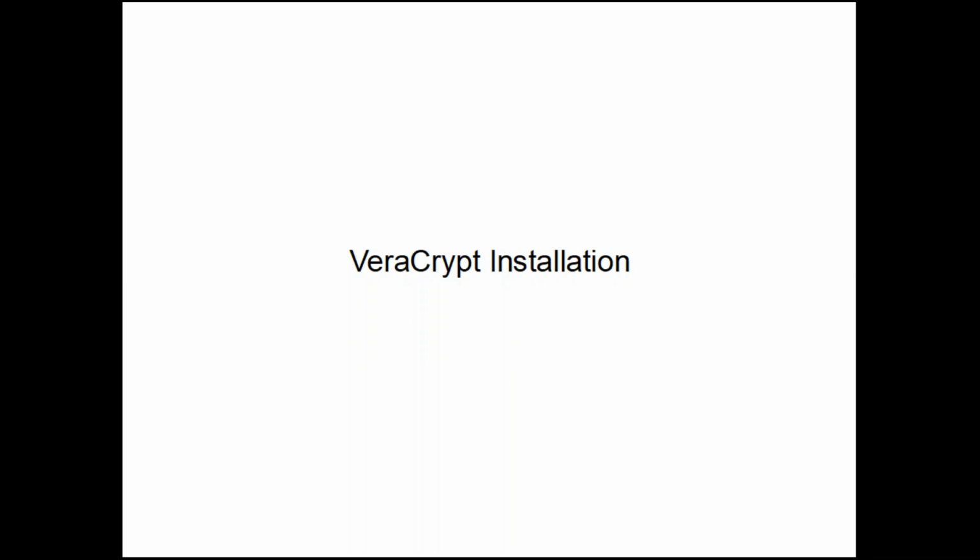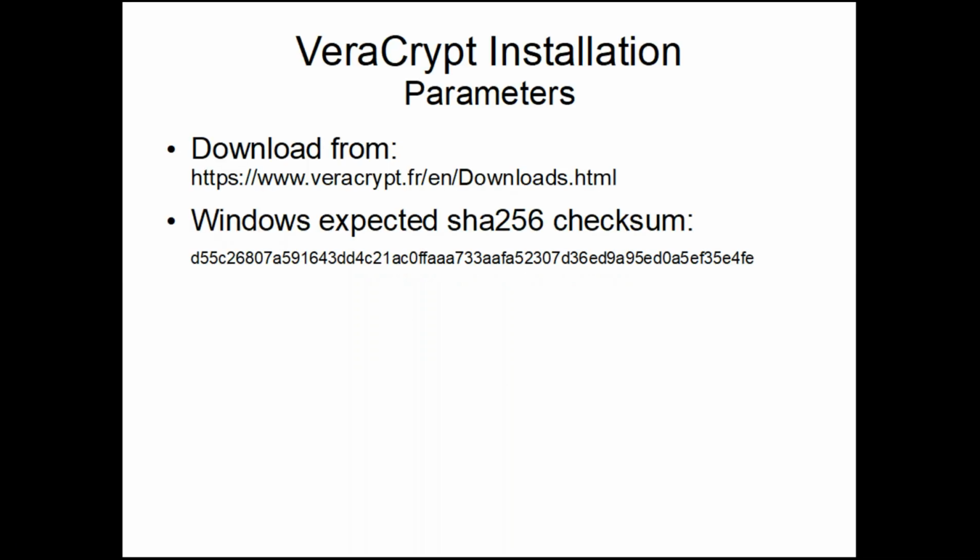Next step is to actually install VeraCrypt. VeraCrypt can be downloaded from this URL here, VeraCrypt dot fr. Note the .fr extension here. We're going to download the Windows version, and if we're successful, we'll get this SHA-256 checksum.